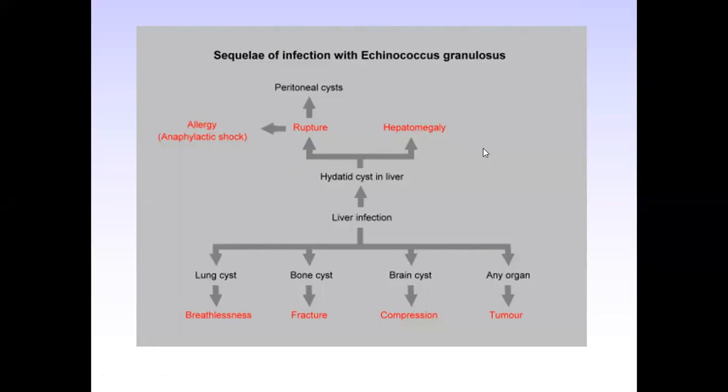Or these cysts can settle down in the peritoneal cavity and produce peritoneal cysts. Apart from a liver infection, it can go into the bones, the lungs, the brain, and any other organ in the body and act as a space-occupying lesion, and it will produce symptoms depending upon compression of the adjacent tissues.